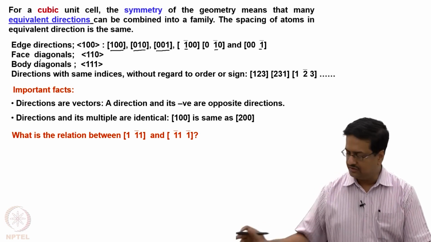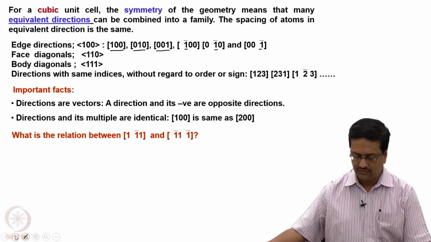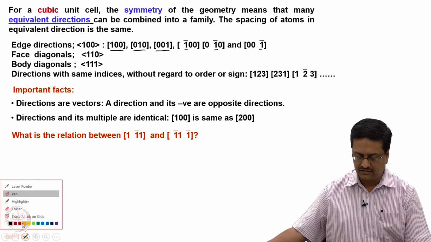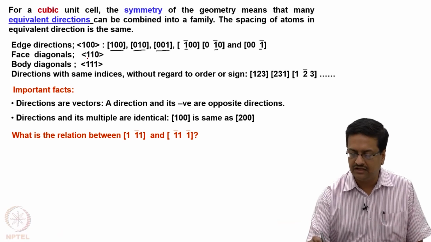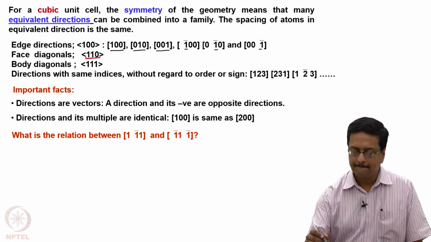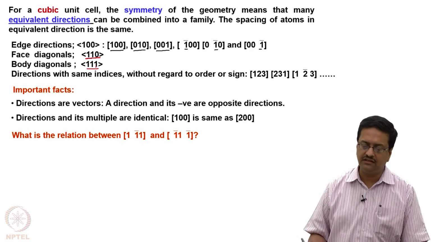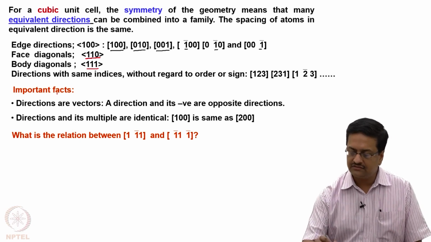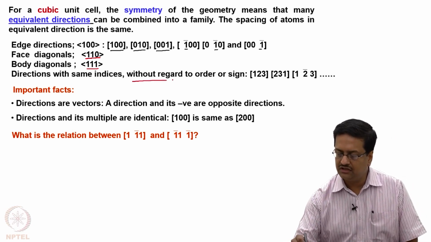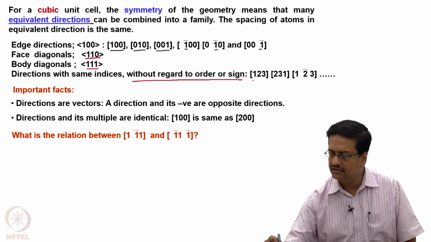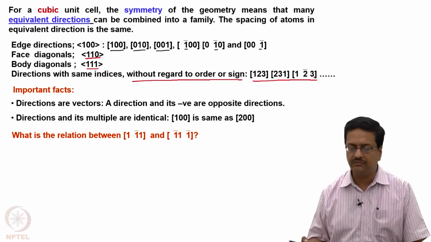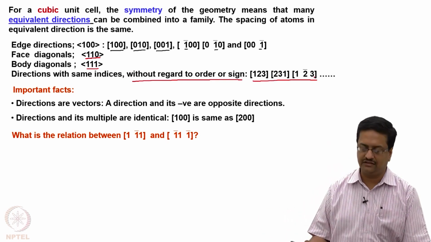The face diagonals will mean they are of the family <1 1 0>, and the body diagonals are of the family <1 1 1> that we already have seen. And directions with the same indices, without regard to the order or sign, can also be classified as equivalent directions.